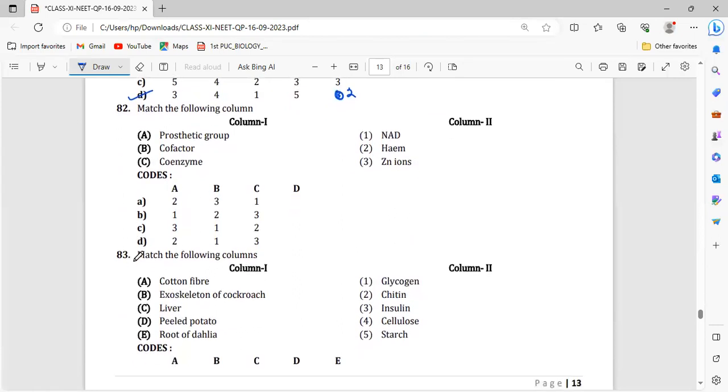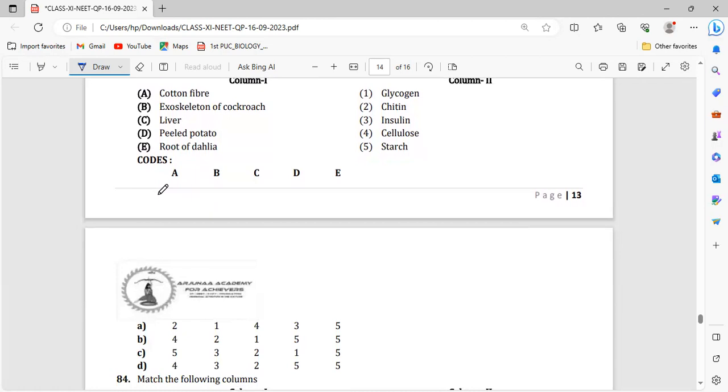Then 82. Prosthetic group, example they have given. Prosthetic group is heme group. Cofactor generally they have given. Cofactor can be any one or two or three. Coenzyme is NAD. If you see the options, only the left out is the third one, right? So we can go with option A.